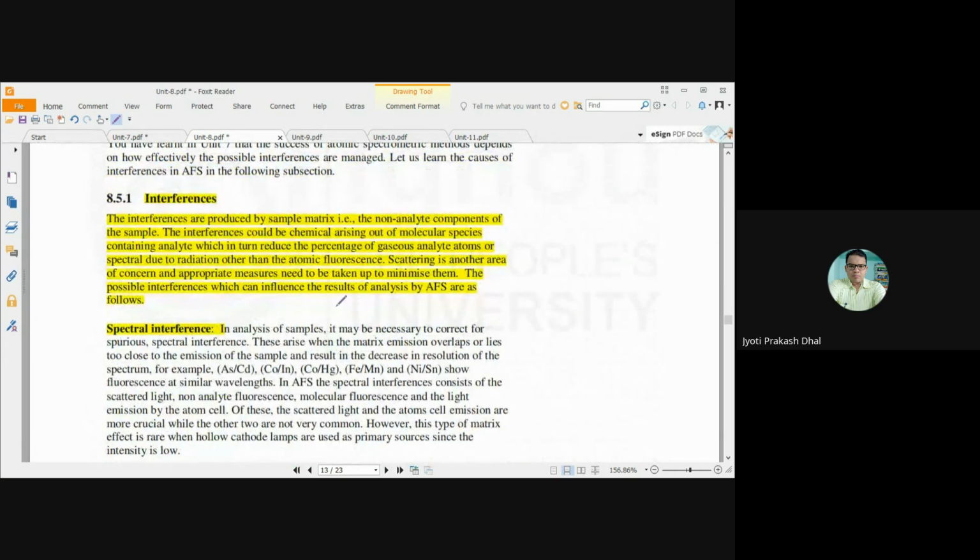Now coming to interference. The interference is produced by the sample matrix, that is the non-analyte component of the sample. The interference could be chemical, arising out of molecular species containing the analyte, which in turn reduces the percentage of gaseous analyte, or spectral, due to radiation of other atomic fluorescence.